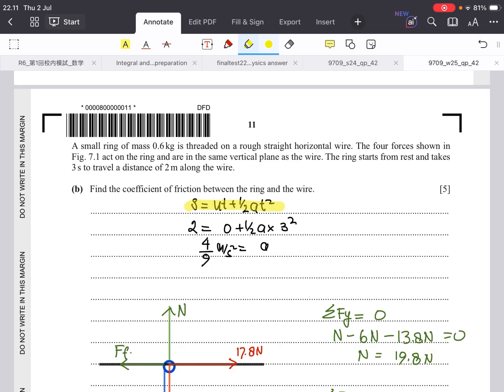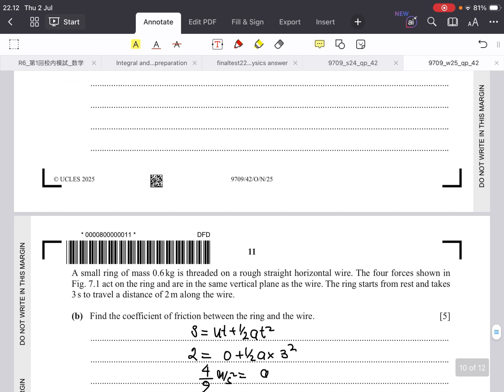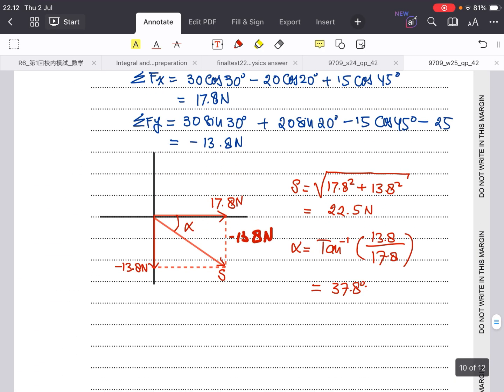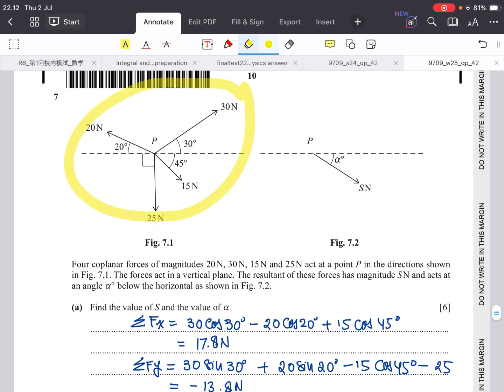And then after that we draw the forces that act on the ring. The question says that all four forces in part A act on the ring. But then the four forces can be represented by a single force S. One force represents four forces. So the four forces here we can replace with one force S.